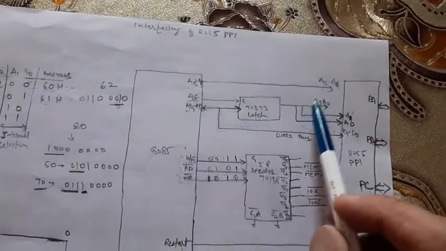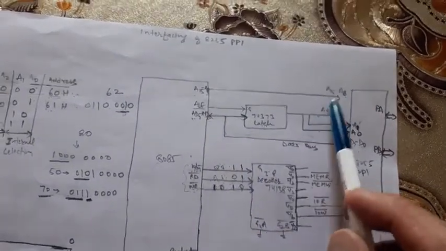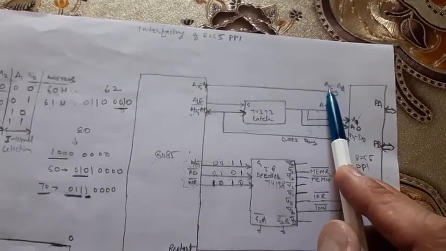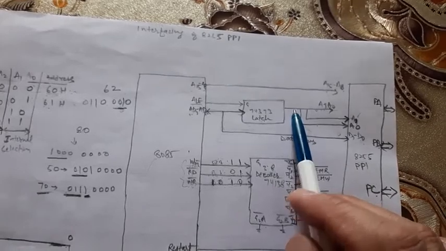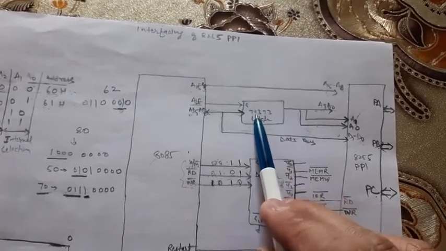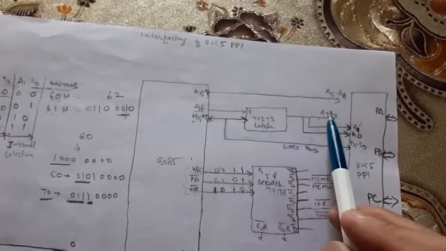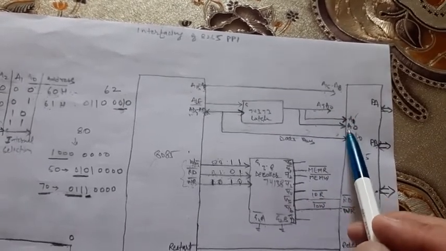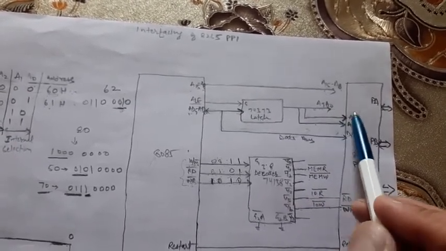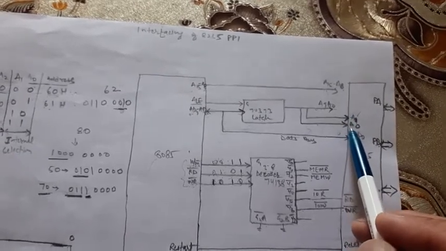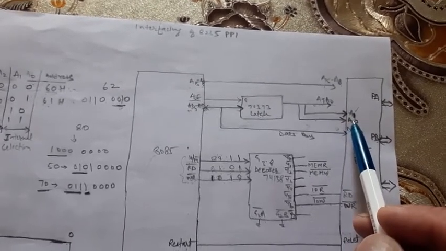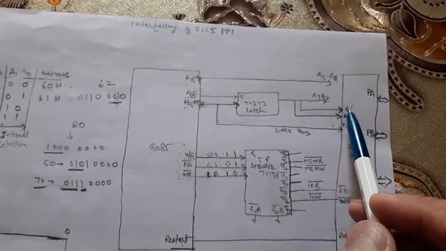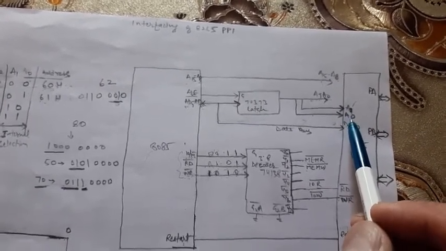Out of those 16-bit addresses, this is the pure address bus A8 to A15, the higher order address bus. This is the lower order address bus. For the remaining T states, this latch will provide this address. Out of those 8-bit address lines, 2 bits enter the chip. These 2 lines are responsible for the internal selection. As I told you, based on the values of these lines, port A, port B, port C, or command word will be selected.